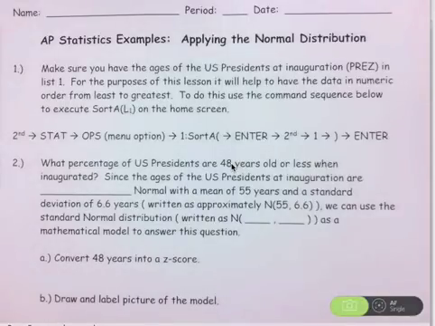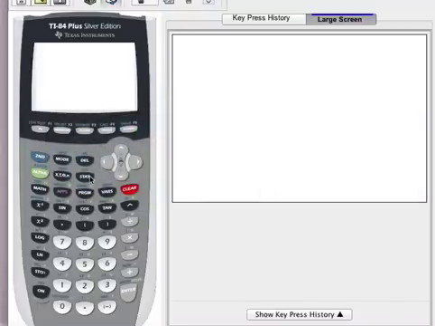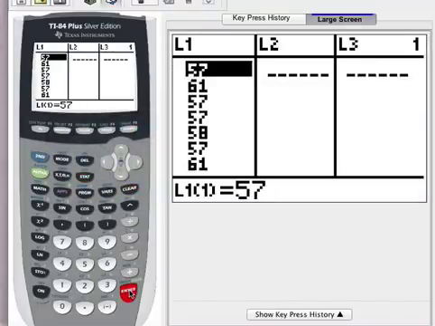Let's look at how we can apply the normal distribution by using our data involving the ages at which US presidents were inaugurated. So the first thing you want to do is make sure you have the pres data in list 1. For the purposes of this lesson, it's going to help if we have the data in order. Right now, in list 1, George Washington was inaugurated at age 57. So notice he's first.